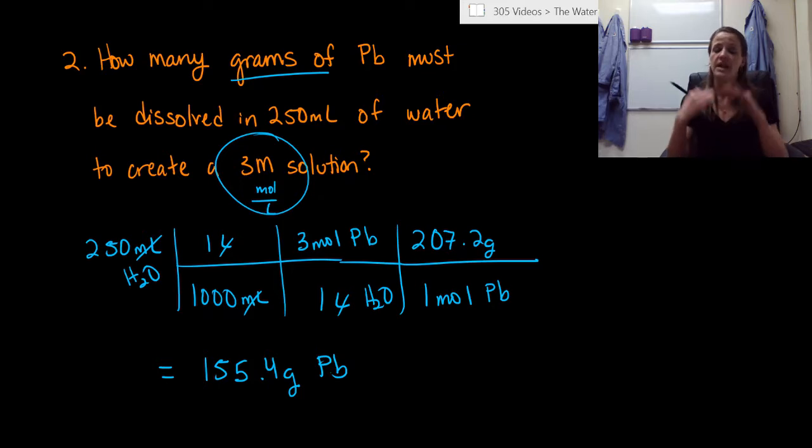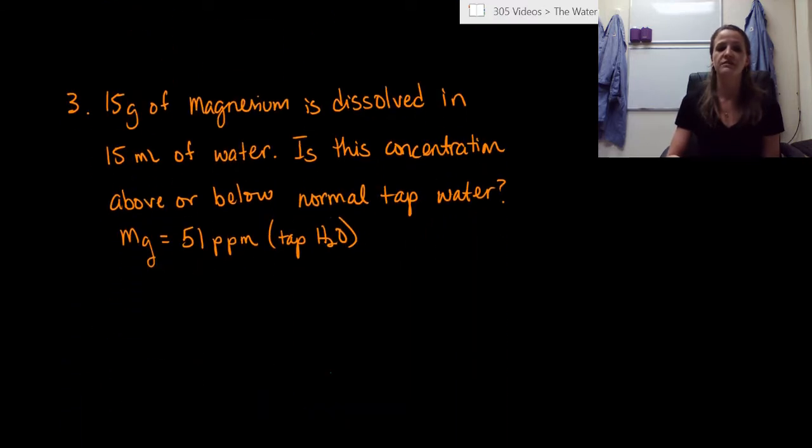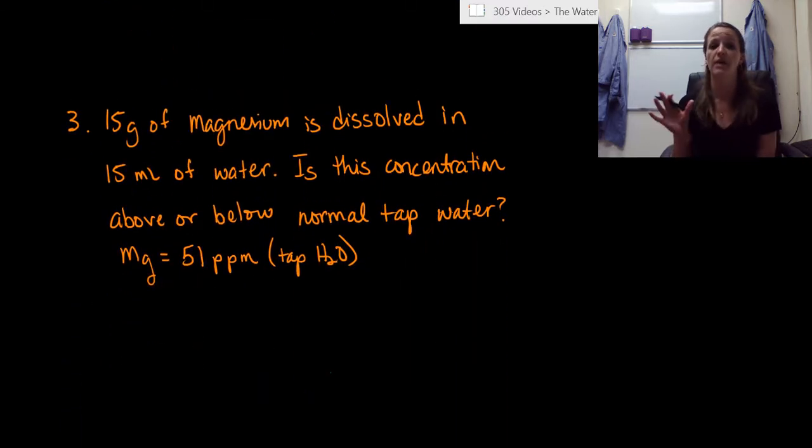If not, stop, take a second, and actually calculate it out because we're about to ramp it up even further. Here we go. Number 3. 15 grams of magnesium have been dissolved in 15 milliliters of water. Is this concentration above or below normal tap water concentration? So for normal tap water, we have about 51 ppm of magnesium.